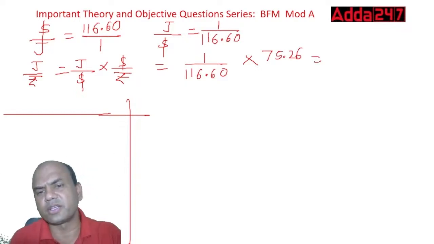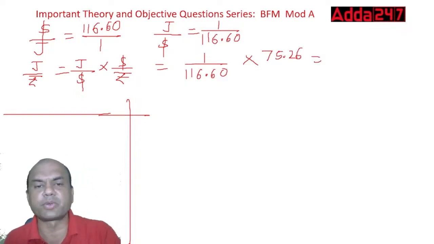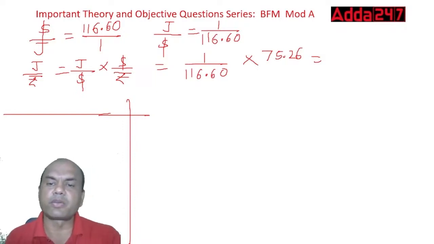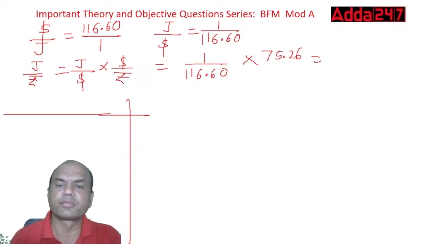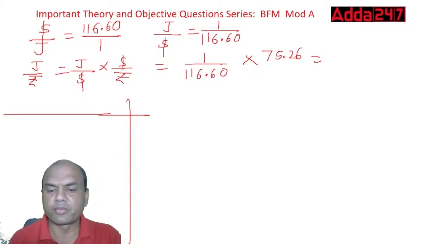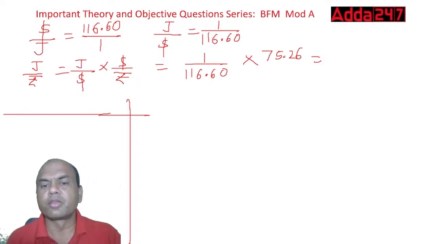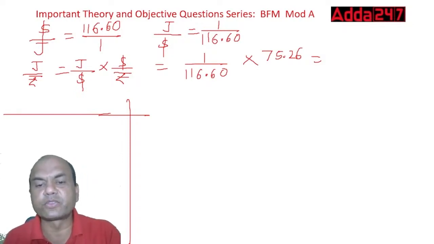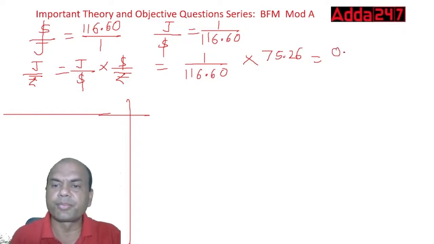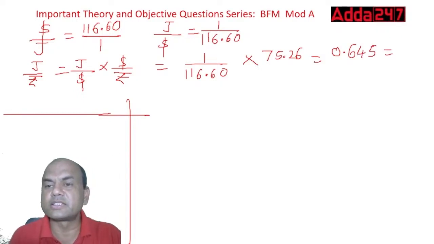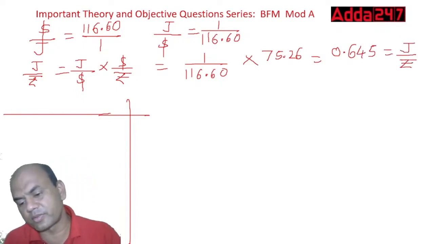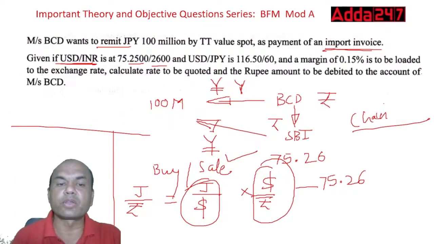Bring it in points, okay? 75.26 divided by 116.60. Divide it, everyone. So I'm getting it as 0.645, right? 0.645. So 1 JPY, what is this rate? JPY to INR, right? This is what I want.